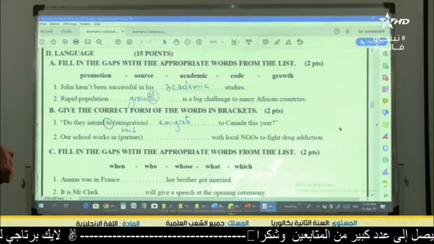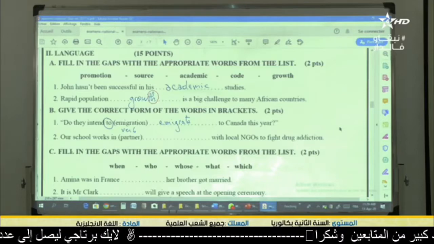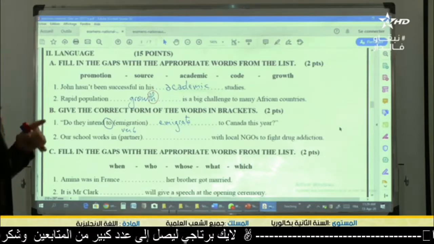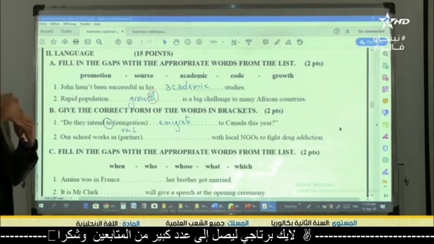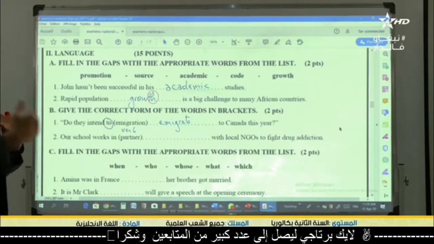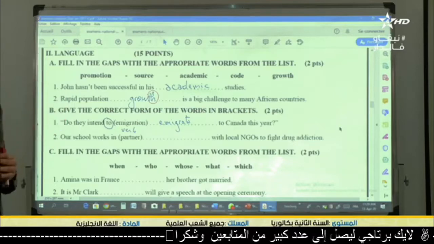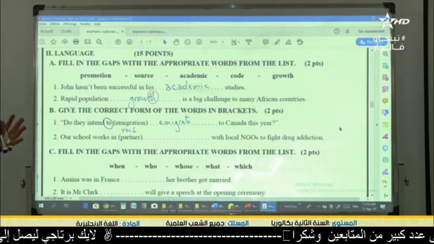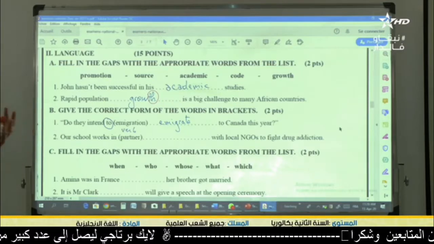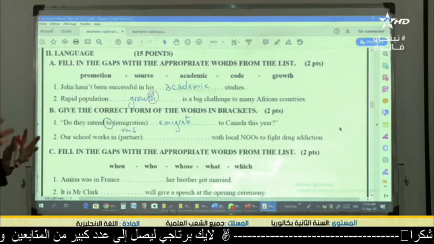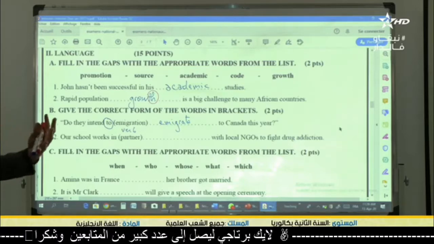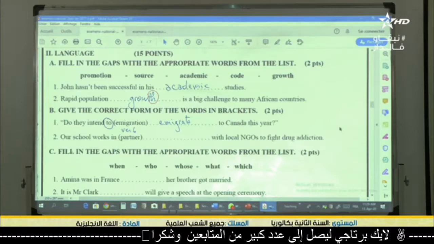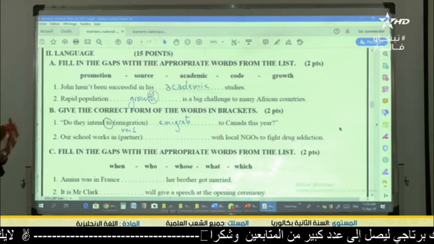You remember NGOs? N is non, G is governmental, that is, it has no relation with the government. Non-governmental organizations. So our school works with non-governmental organizations. What is the objective? To fight, to try to stop drug addiction, drugs. So what is the word that we need here?